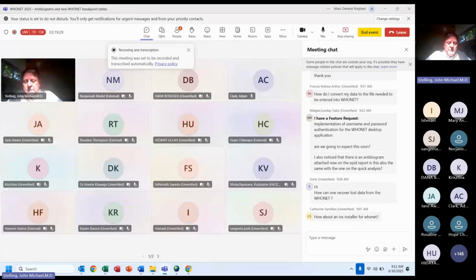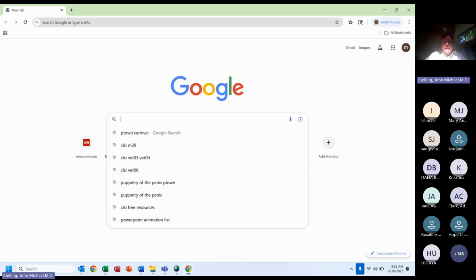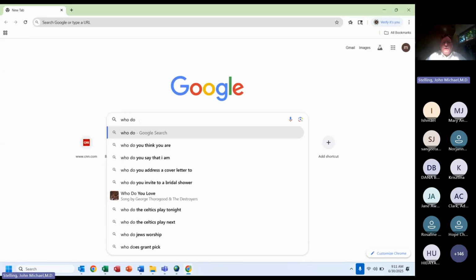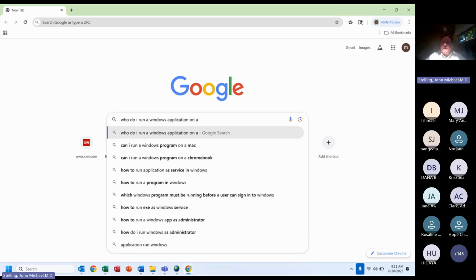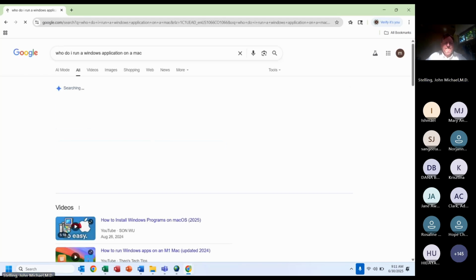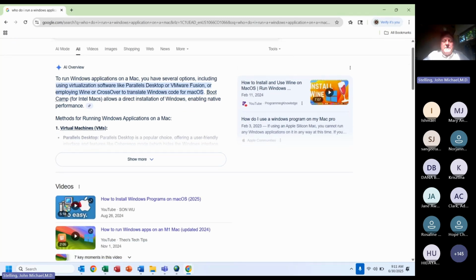I'm going to go to Google. And if I just ask Google, how do I run a Windows application on a Mac? To run Windows applications on a Mac, you have several options, and then you can look at these in more detail. There are a couple of approaches. So yes, many people run WHONET on Mac, but the Mac needs Windows.